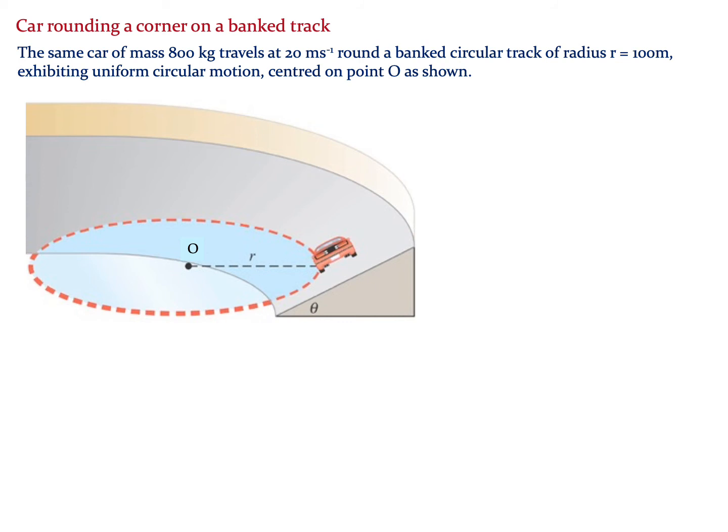So the car is the same as before, 800 kilograms. It's coming in to the bend at 20 meters per second, and the radius of the track is still 100 meters, but this time it's banked. So our question is, what force causes the circular motion here? I would pause now and take your pen and paper, because this one's a bit more complex, and see what you can come up with.